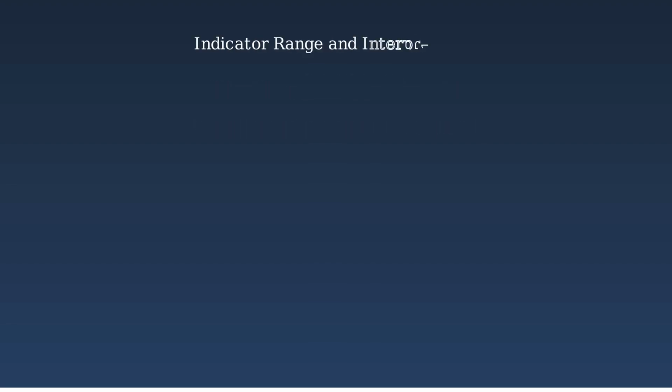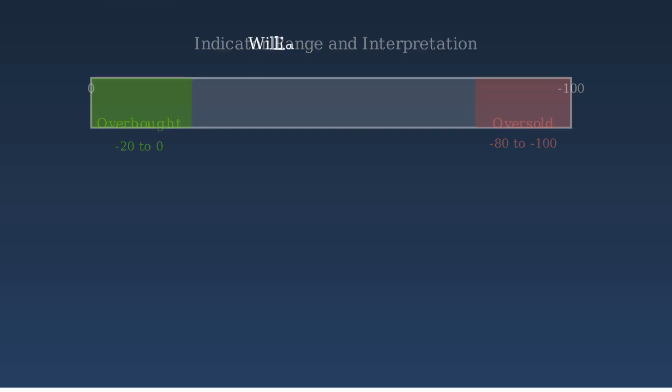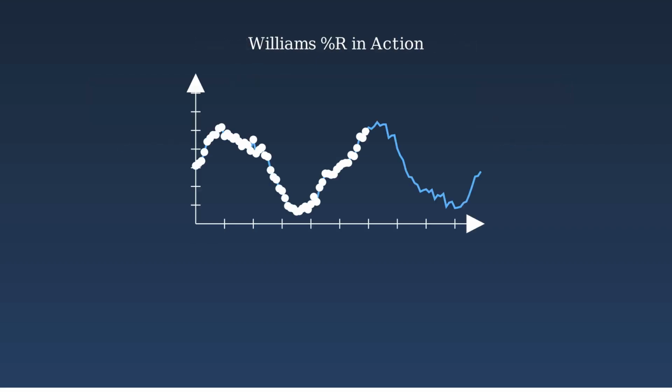Williams Percent R ranges from 0 to -100. Values between 0 and -20 indicate overbought conditions, while values between -80 and -100 signal oversold conditions. Let's see how Williams Percent R works in practice.